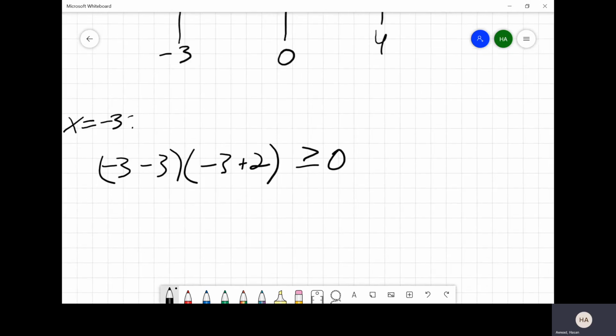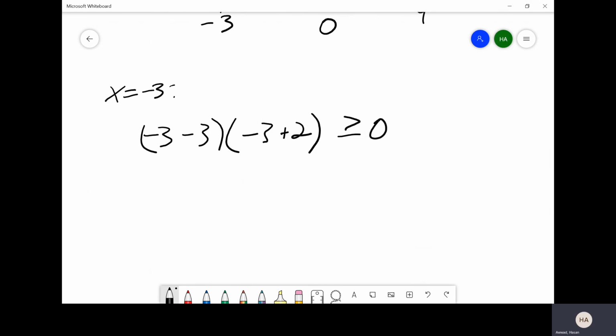Minus 3 plus 2? Yeah, minus 3 plus 2. Great. Okay, so now we say negative 3 minus 3. Well, this gives me a negative number. Negative 3 plus 2, that should also give me a negative number. So I get two negatives, and two negatives multiplied together gives me a positive. So we get a positive number here, and a positive is in fact greater than or equal to 0, right? So great. This interval works.